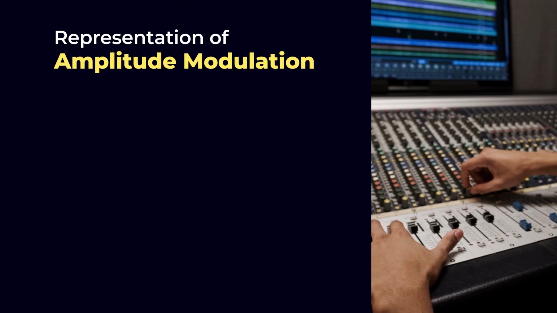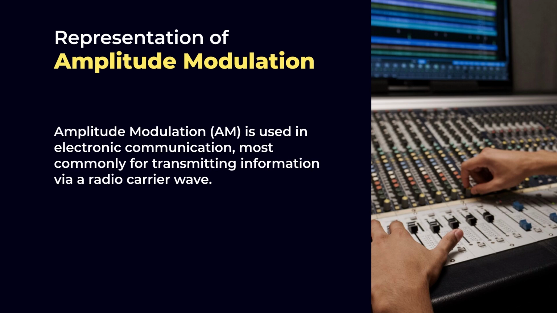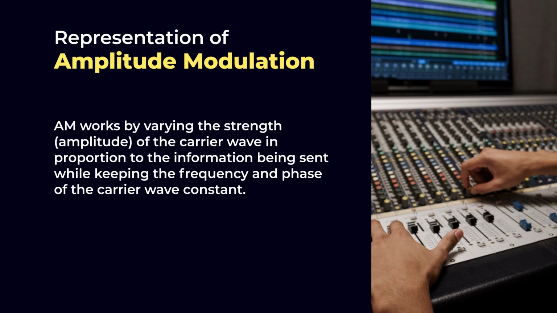Now, first we will see the representation of amplitude modulation. Amplitude modulation is used in electronic communication, mostly used for transmitting information via a radio carrier wave. Amplitude modulation works by varying the strength or amplitude of the carrier wave in proportion to the information being sent, while keeping the frequency and phase of the carrier signal constant.